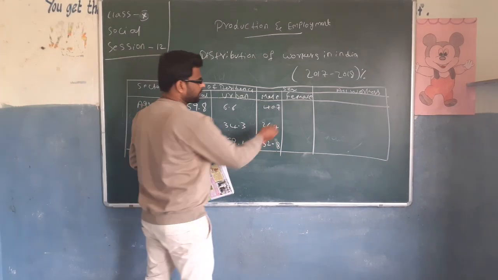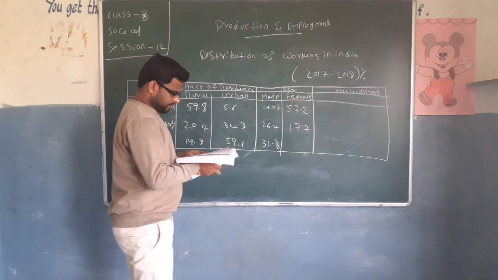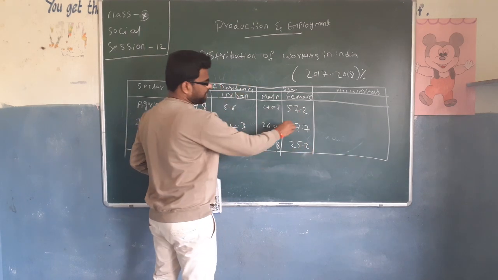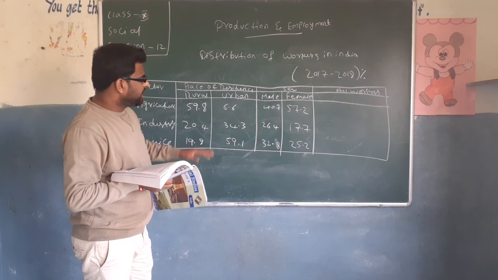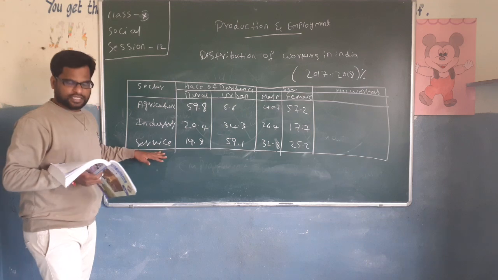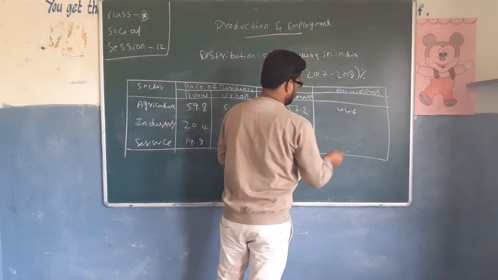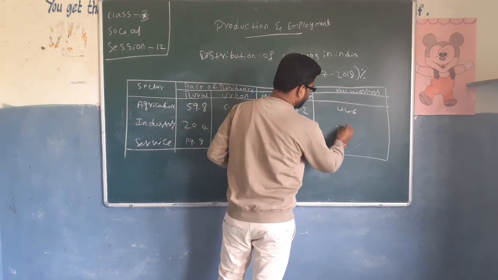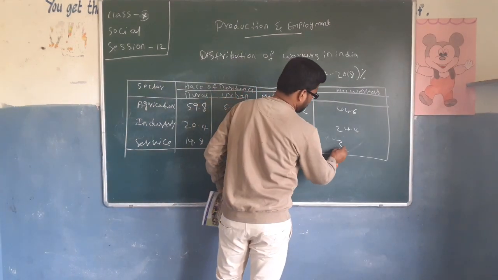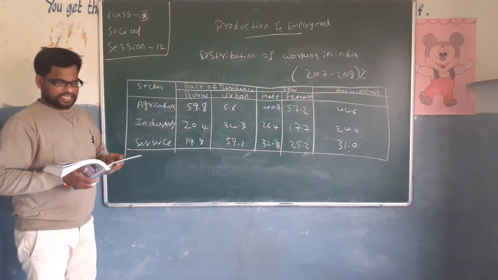And when you come to female, it is 57.2, 17.7 and 25.2. This is the percentage of male and female employees who are engaged in urban and rural areas in the agriculture sector, industry sector and service sector. And finally, all workers are 44.6, 24.4 and finally 31.0. Now we will discuss about this topic. I hope in the next class we can discuss everything.